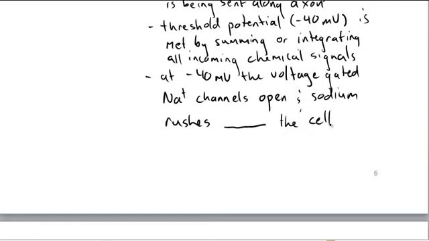Is it going to move in or out? Where was the higher concentration before this all started? That's right, we were kicking 3 out, so we were building up a high concentration outside. If we open the channels, it's now going to rush into the cell, down its concentration gradient.